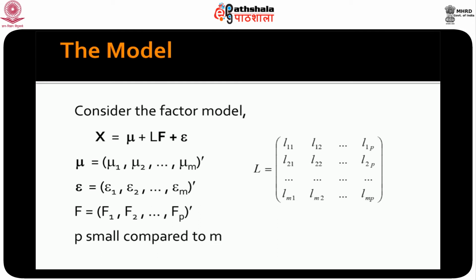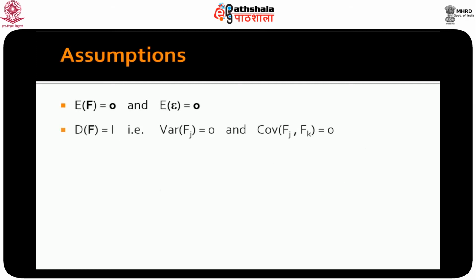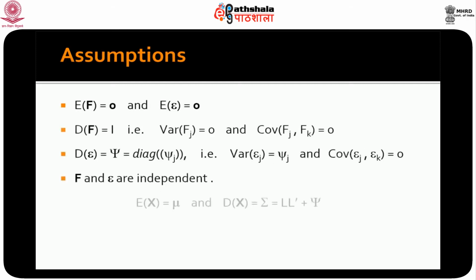The conditions that we imposed were that f and epsilon should be independent of each other, expectation of f is equal to 0, covariance of f is equal to I, the dispersion matrix, expectation of epsilon is equal to 0, and the dispersion matrix for epsilon is psi, which is a diagonal matrix. Now, we saw that this leads to the fact that expectation of x is equal to mu, and the variance of x, given by sigma, is equal to L into L prime plus psi.